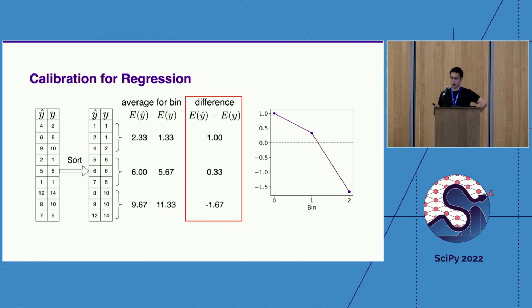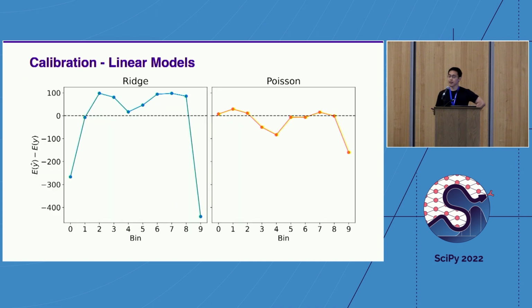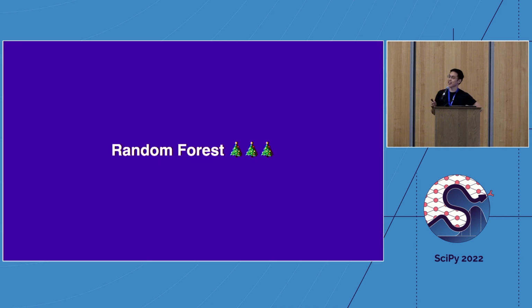I can make these plots for our linear models, and this is what it looks like. We have Poisson, and you can see that the curve is closer to 0. Also, you note that for Ridge, the leftmost bin is very negative because it has negative values. It's going to underpredict. And also in the rightmost bin, you can see that both models are underpredicting. We'll come back to that when we look at the other models as well. So that's linear models. The next model we're going to talk about is random forests.